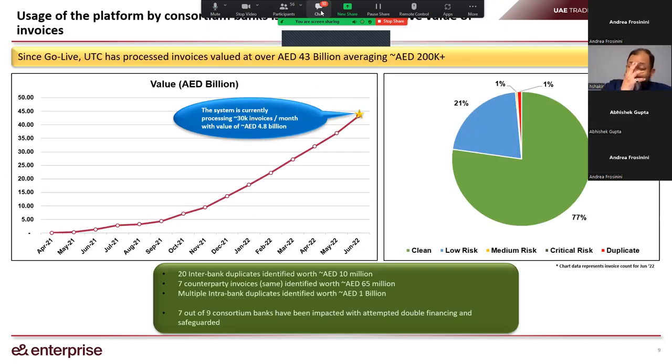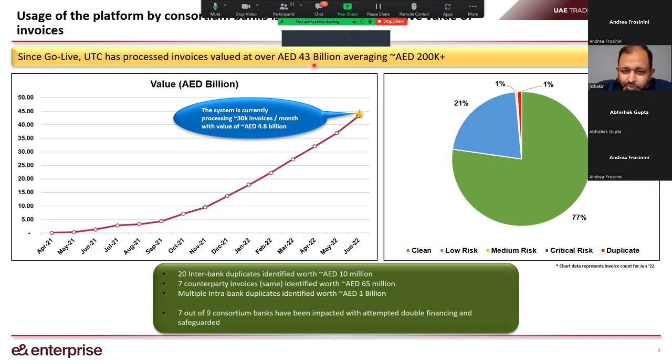In terms of the success of the system, if I were to put this in plain numbers, this is about 43 billion dirhams in local currency, about 14 odd billion euro or dollars today. That's the value of invoices that has already been validated and inspected on the platform by 8 out of 9 banks, because the 9th bank is still just coming in. But the volumes from 8 banks have already started hitting. This is what we have as a number.